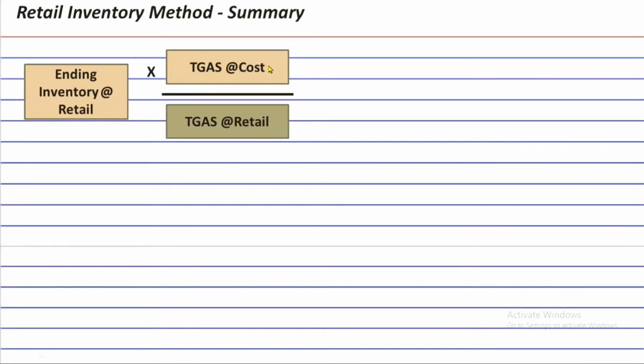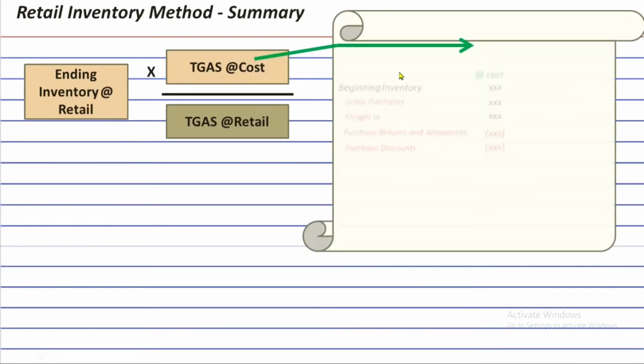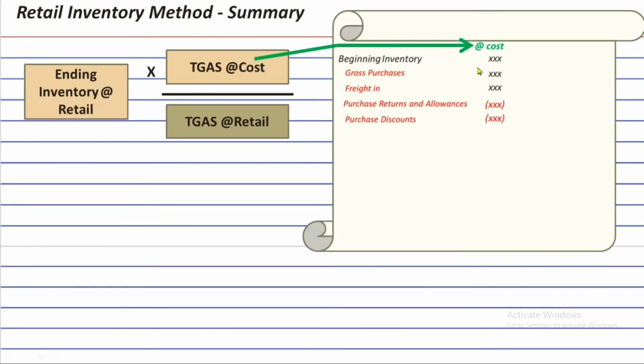So let's start with the TGAS at cost. TGAS at cost is normally just the beginning inventory amount plus the net purchases. But if we specify the components of the net purchases, we have the gross purchases plus the freight in, minus purchase returns and minus the purchase discounts and allowances. But since we're talking about the retail inventory method, there are some additional components to get the TGAS at cost, which are the abnormal loss units cost, which should be deducted, the departmental transfer in, which should be added, and the departmental transfer out, which should be deducted. And if you have all this, then you're going to get the total goods available for sale at cost already.